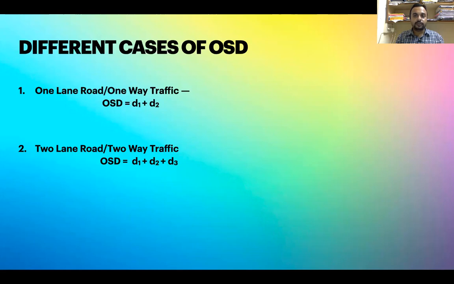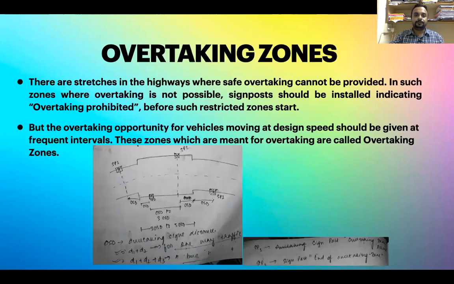If there is no moving vehicle coming from the opposite side, the OSD requirement will be less, that is D1 plus D2. If it's a multi-lane or two-lane road where opposite vehicles are coming, the OSD will be D1 plus D2 plus D3. Even in those roads where we have divided carriageways, there won't be any effect of the opposite vehicles. So OSD will be equal to D1 plus D2.